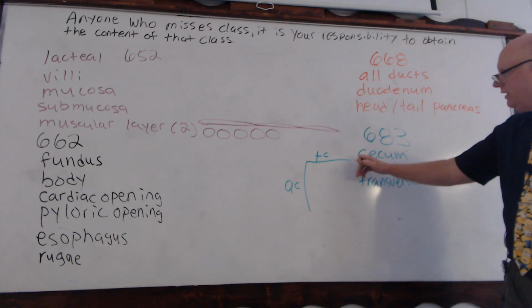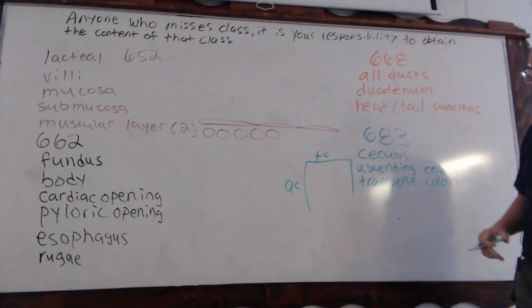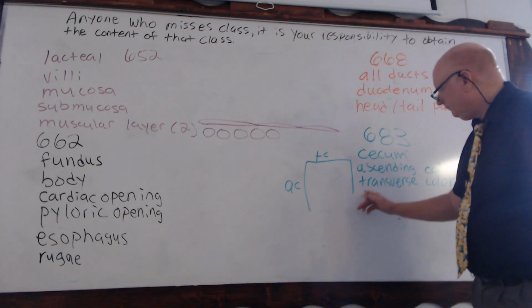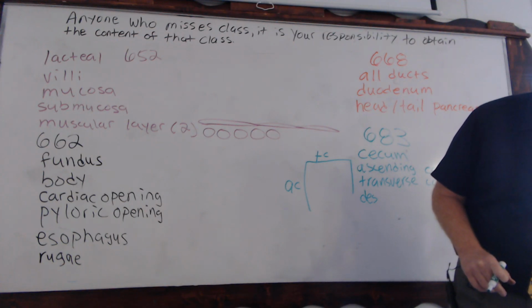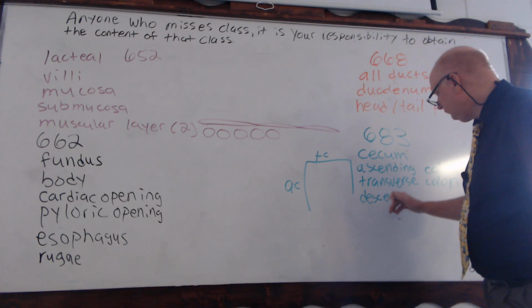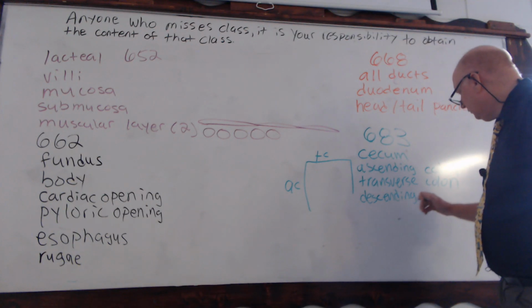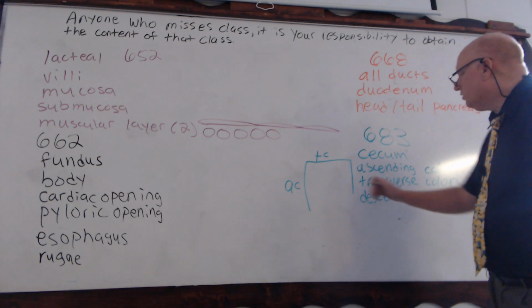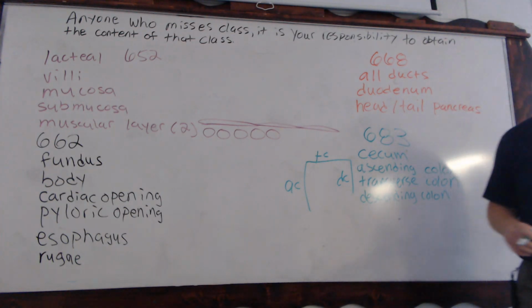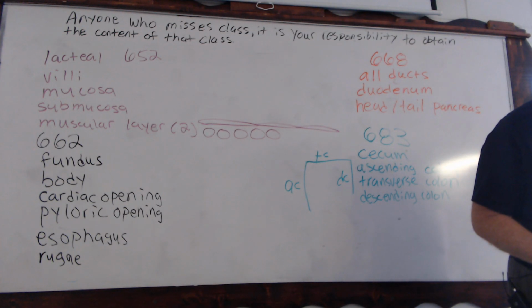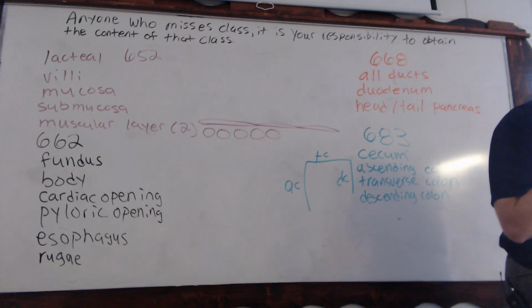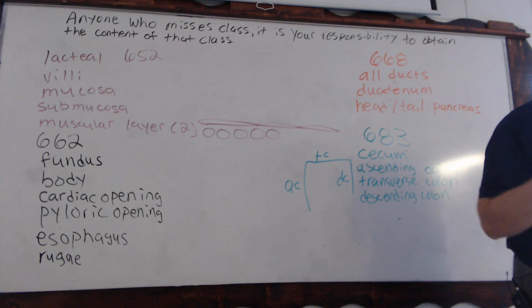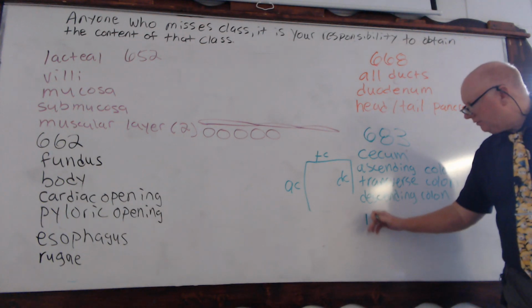And then what would be the opposite of ascending? The descending colon. Descending colon. So we can just put DC here. Okay. Then the last one would be just this one, ileum.